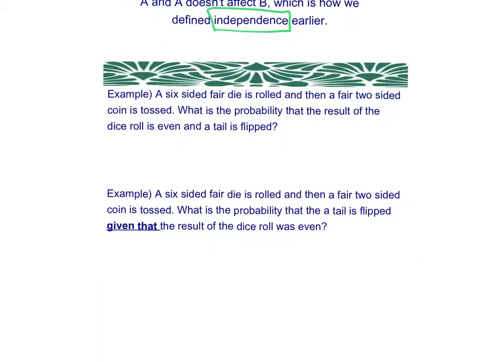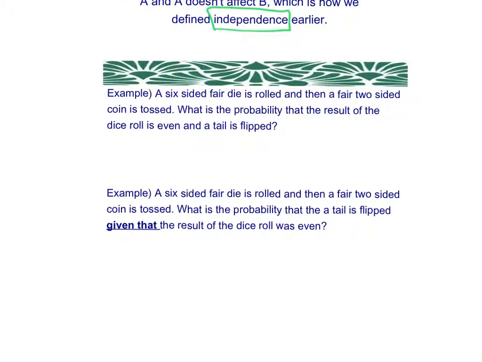Let's look at this one example. A fair 6-sided die is rolled, and then a fair 2-sided coin is tossed. What is the probability that the result of the dice roll is even and a tail is flipped? I think it would be best to go ahead and do a chart method. So first I have the dice roll. That's 6 events. I didn't leave myself a lot of room here, did I?